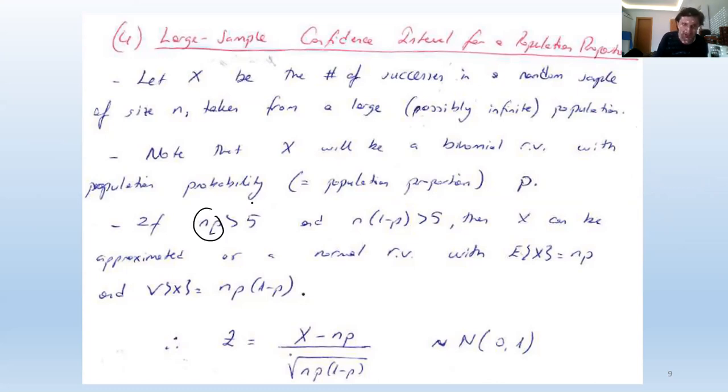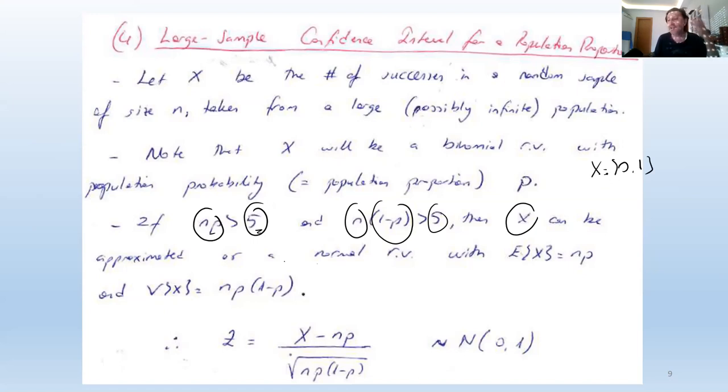If n times p is greater than 5, and n times 1 minus p is greater than 5, then X can be approximated as a normal random variable. By the way, I haven't defined X. Let me define X. X is the number of successes or ones, or the sum of all the observations. If the possible values of a Bernoulli distributed random variable, call it xi, are 0 and 1, X will be equal to the sum of xi from 1 to n.